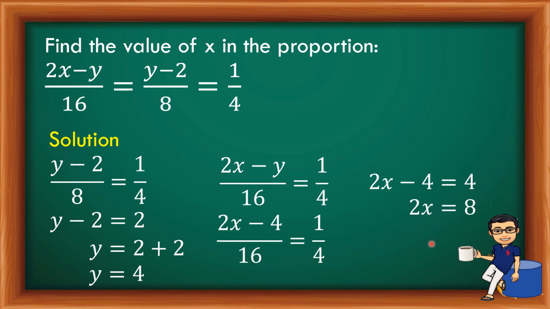So that becomes 2x is equal to 8 because we copy 2x, then 4. This becomes plus 4 because we apply the addition property of equality. So 4 plus 4 is 8. Then divide both sides by 2. So the value of x is 4. When we divide this by 2, this becomes x, and 8 divided by 2 becomes 4. Therefore, the value of x in this proportion is equivalent to 4.